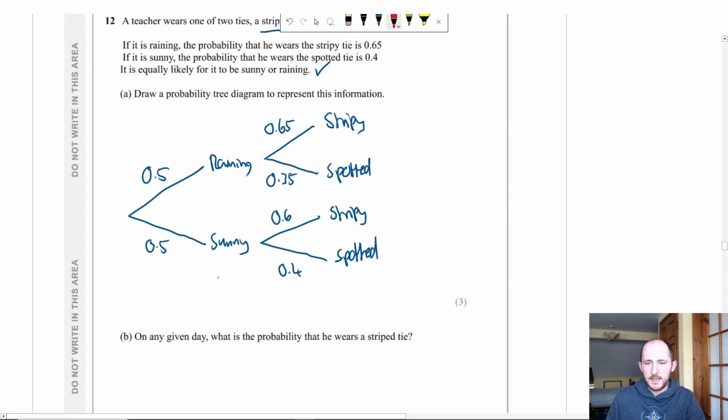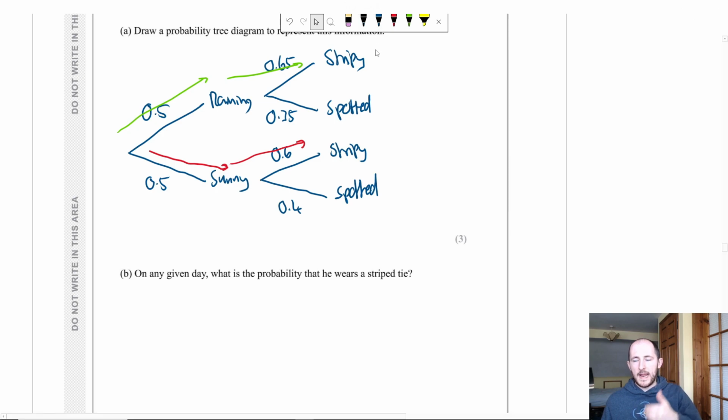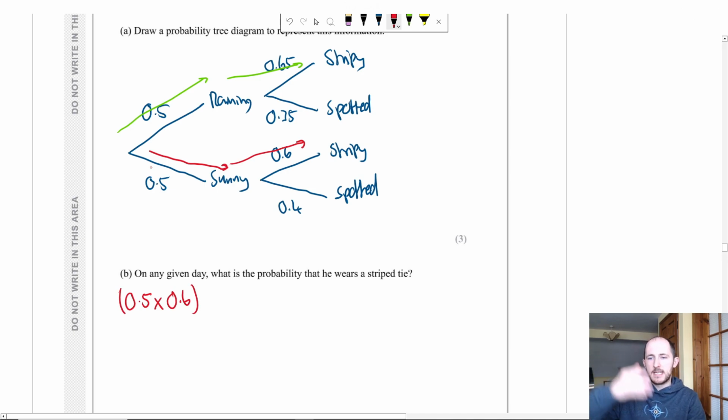Well, it could either be sunny and he wears a striped tie, or it could be raining and he wears a striped tie. So did you notice how I said "or" in that sentence? When you say "or" in probability, it means you add. So first of all, what's the probability it's sunny and then he wears a stripy tie? Well, there's a 50% chance it's sunny, so we have 0.5, and he's wearing a stripy tie. So you multiply, because I said the word "and", okay? So sunny and stripy, 0.5 times 0.6.